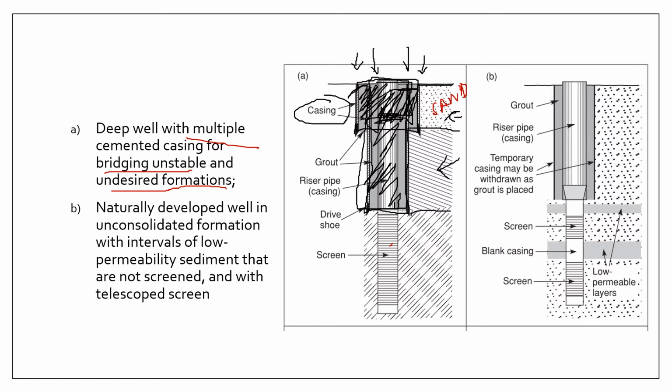Now once these undesirable or unstable formations are more or less stabilized by your casing, the next stage is to finally drill the hole for the screen installation. So we drill a hole and then we install a screen in here. So that is how the drilling technology might accommodate for the stabilization and bridging of unstable formations.